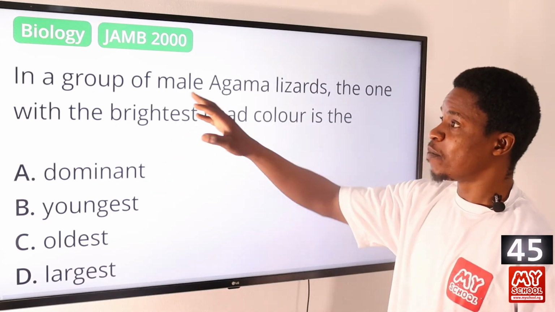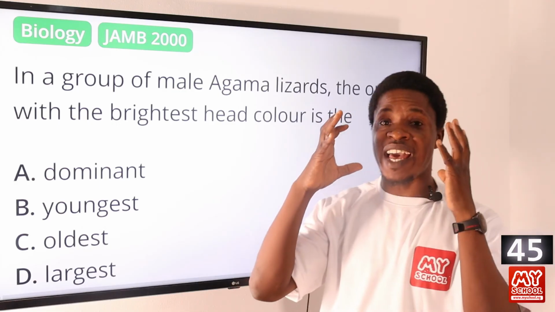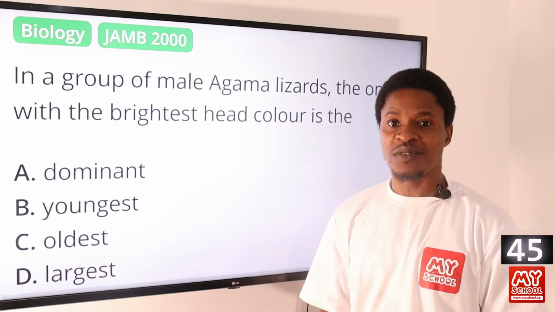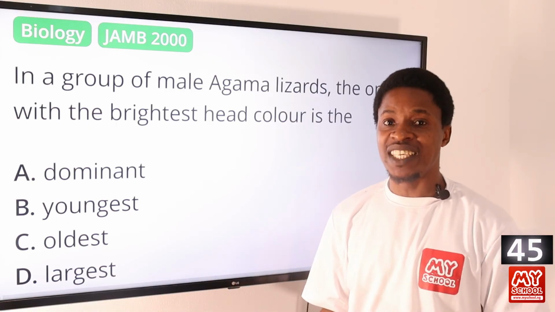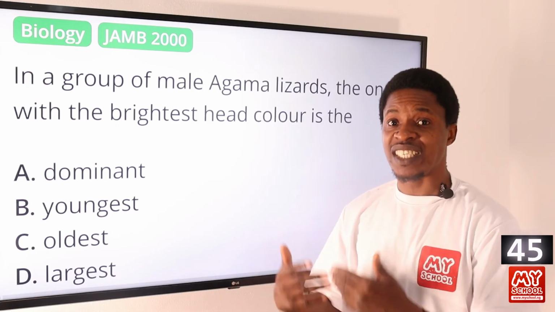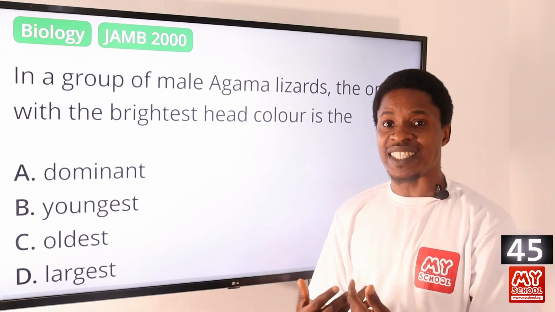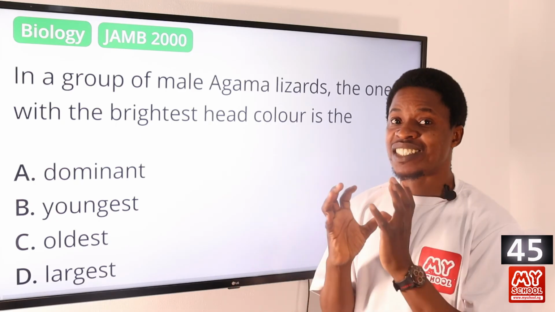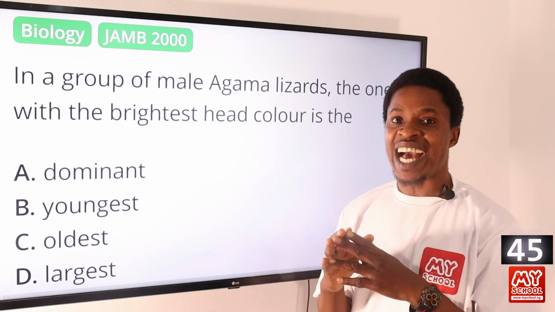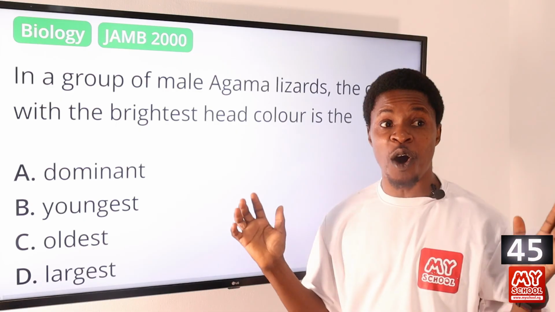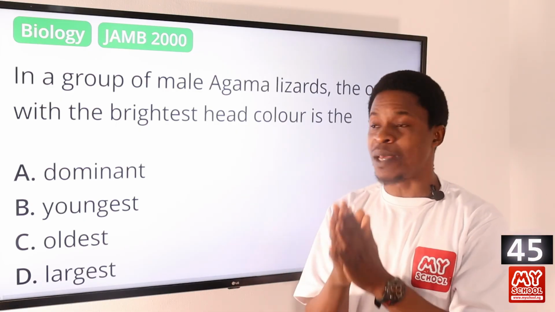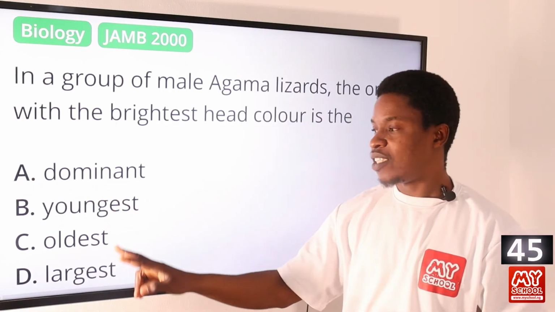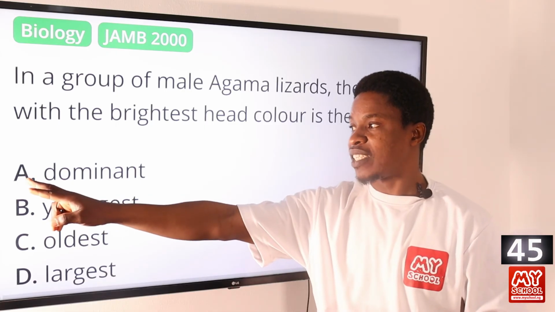Of course, you agree with me that the Agama lizards have their head color to display in order to attract their female counterparts. When you see them nodding their head like that, they're actually saying, I am here, trying to get the attention of the female counterpart, and then they can come for mating. So usually the one that has the brightest color of the head is the one that dominates, and then all the female ones are drawing attention to them. So the correct answer is option A, the dominant. Not the youngest, not the oldest, not the largest, but the dominant is option A.